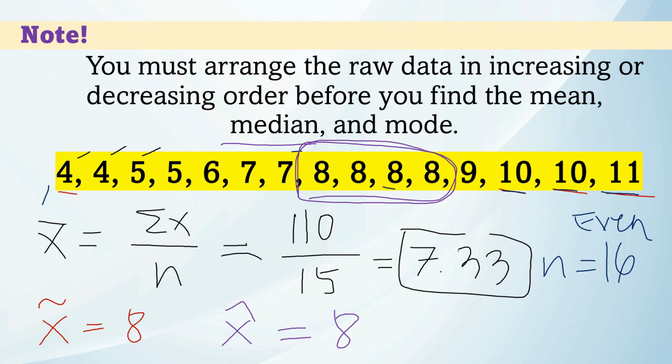Okay? So did you get the process in finding the mean, the median, and the mode given that the data is ungrouped? Okay. So I hope you get the process in finding the mean, median, and mode of ungrouped data.